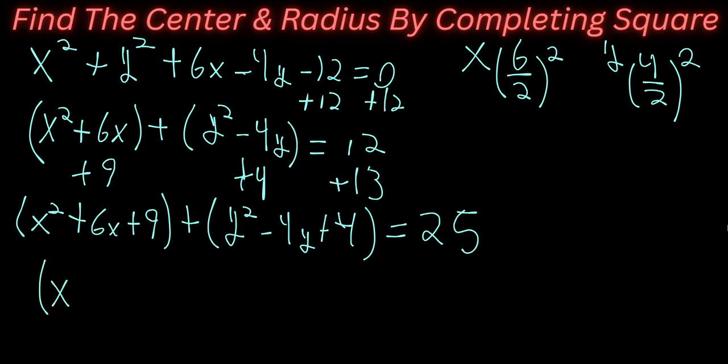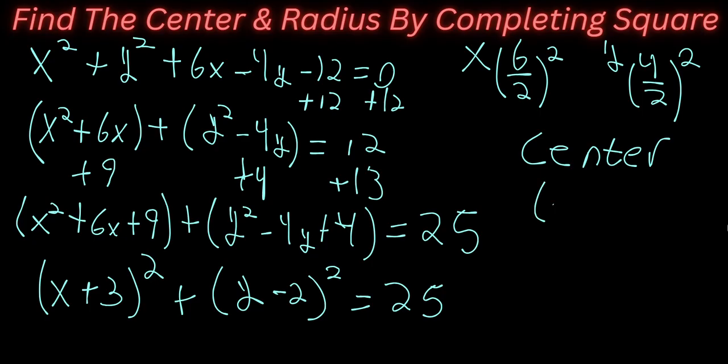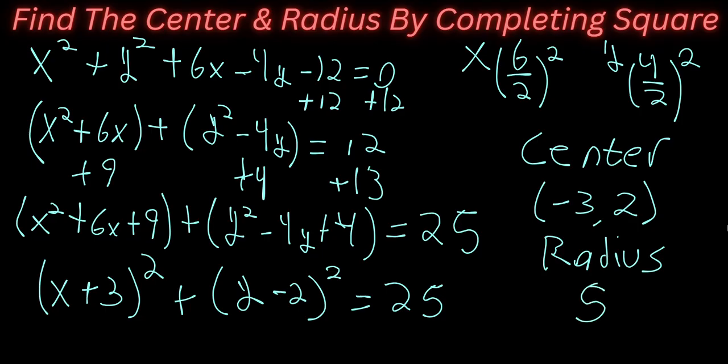All right, let's factor those. So we get x plus 3 squared plus y minus 2 squared equals 25. All right, great. We've gotten to standard form. So let's write our center, which will be the point negative 3, 2. That is the center of our circle. And now we will find our radius, which is going to be a nice even whole number, the square root of 25, which is 5.